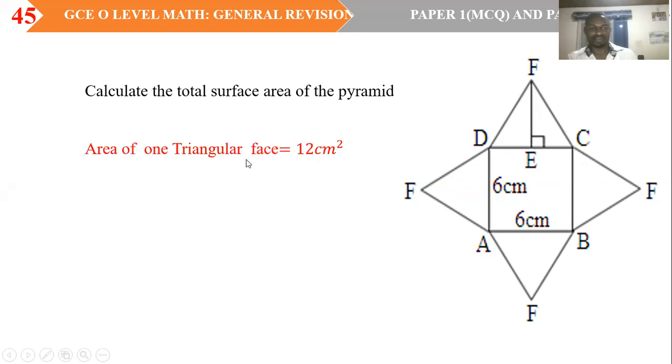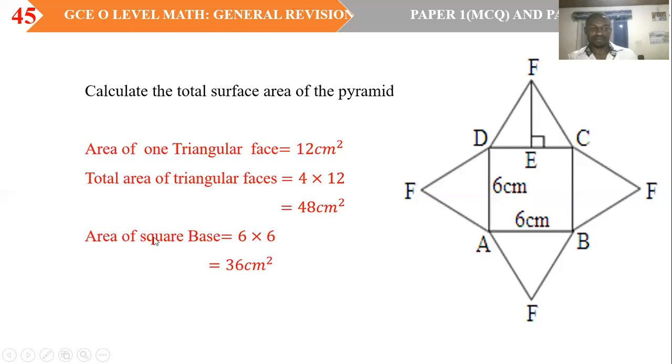The area of one triangular face is 12 centimeters squared, as we have already calculated. Total area of triangular faces, 4 times 12, 48. Area of square base, 6 times 6, 36. Now, the total surface area will be 48 plus 36, which is 84 centimeters squared.